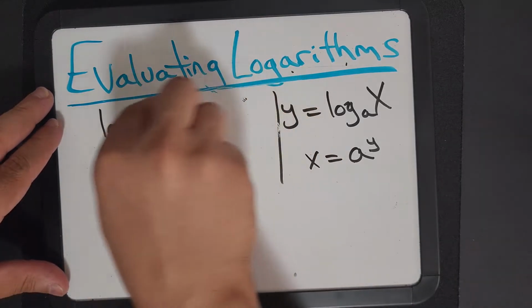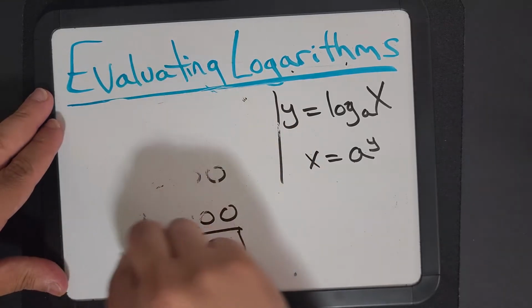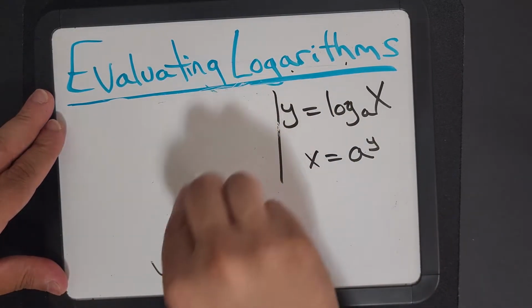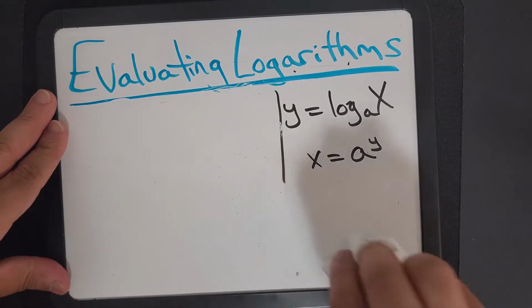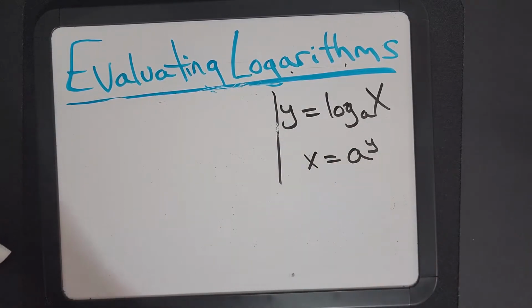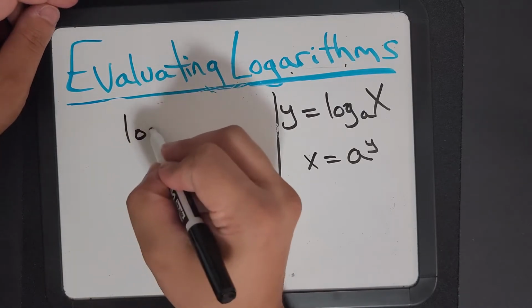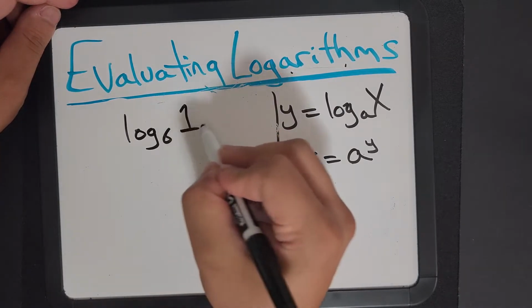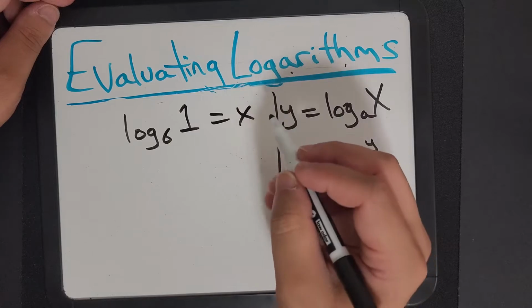Let's see some other. Am I missing any special cases that we should touch upon before we move on? Let's see, log base 6 of 1 equals x.